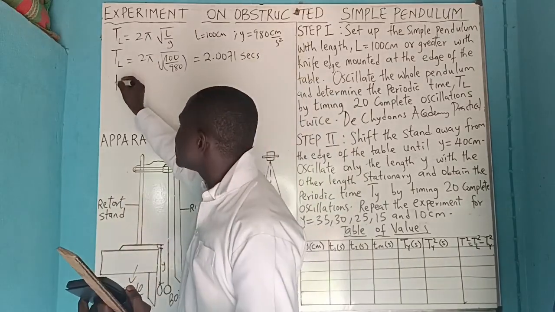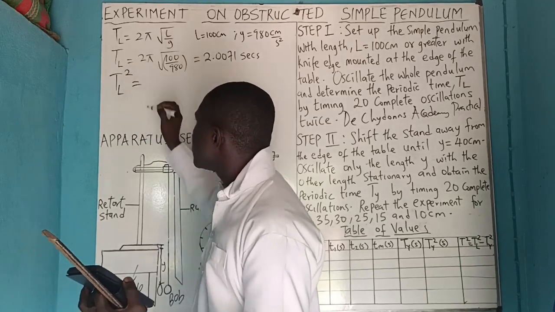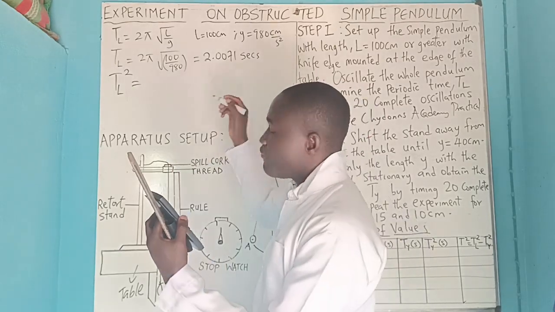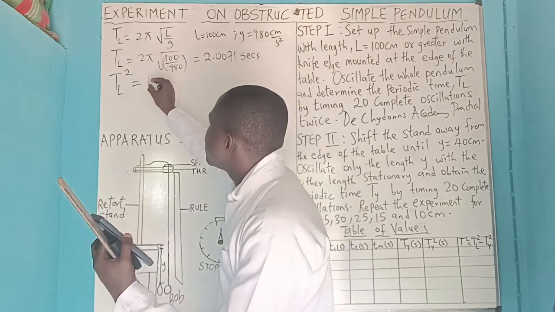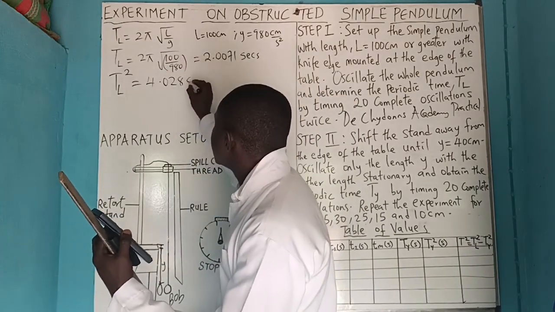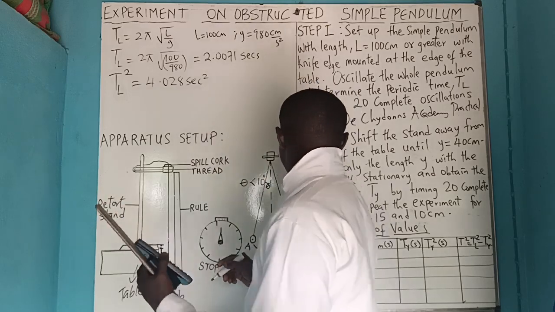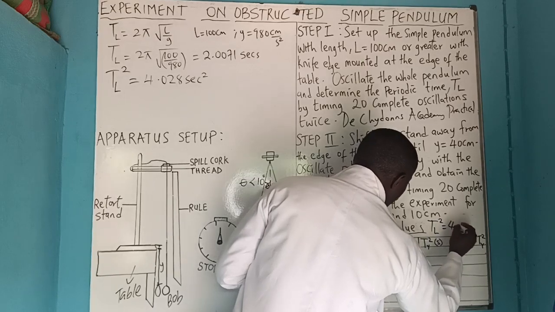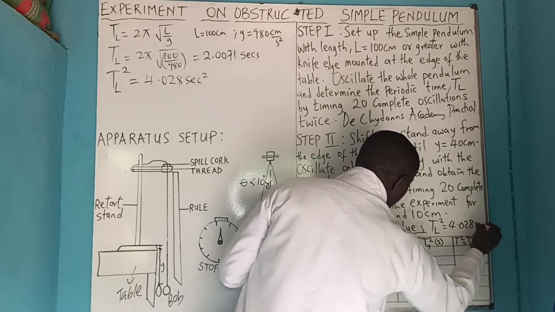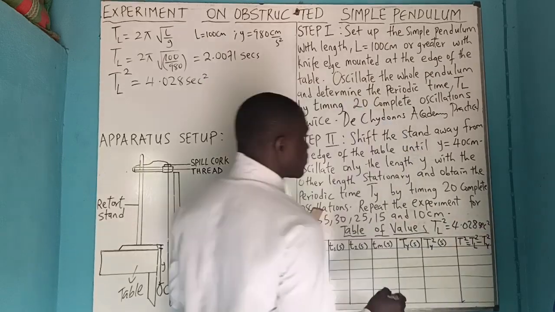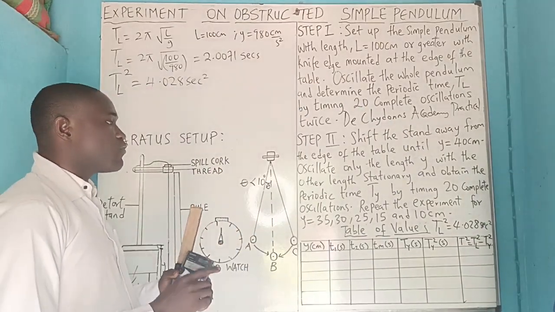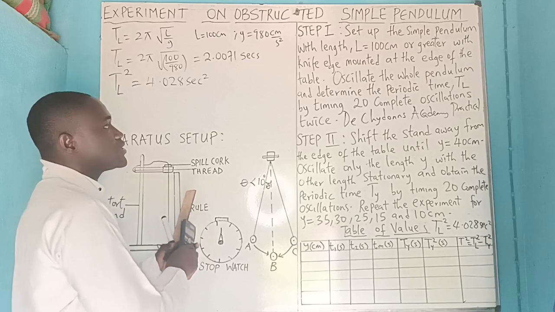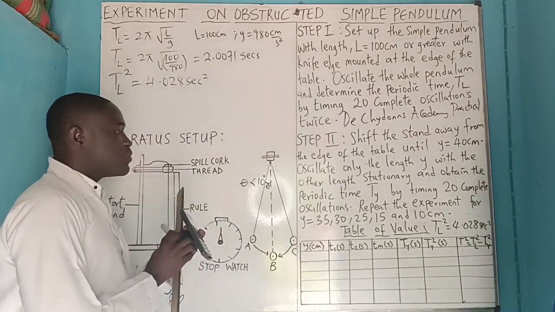So if I'm to get my T_L squared, I will have to square the value. We'll be having 4.028 seconds squared. So I have to note it somewhere that my T_L squared equals 4.028 seconds squared. That is the first thing you have to do. That is for this your first experiment, so to speak.